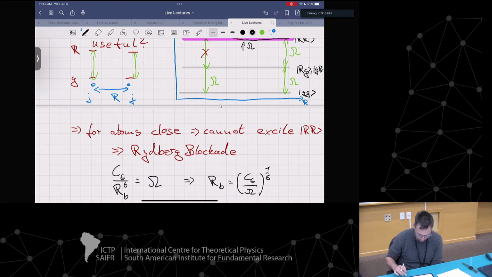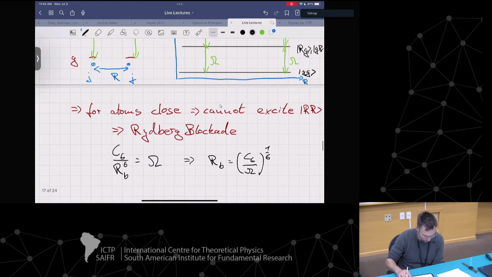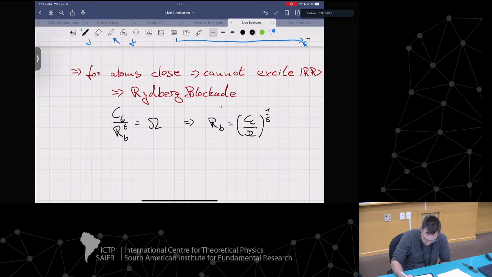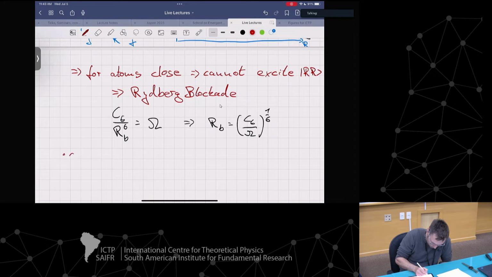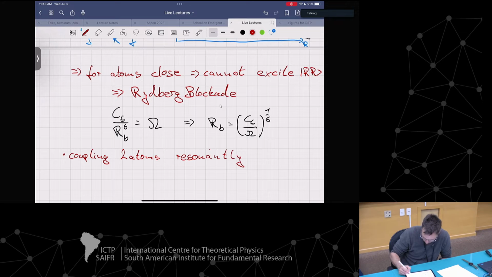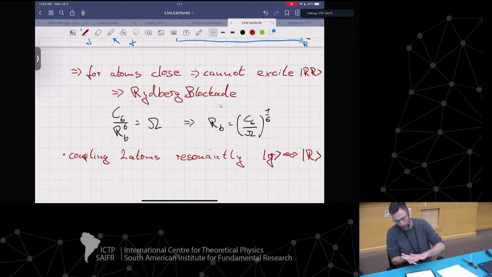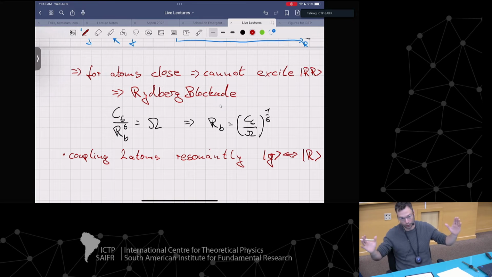All right, so let's use this and think now of the situation driving two atoms resonantly from the ground state to the Rydberg state. And when I say resonantly, I mean I'm resonant with one atom, but if now two atoms are too close, I'm not on resonance with this Rydberg state.